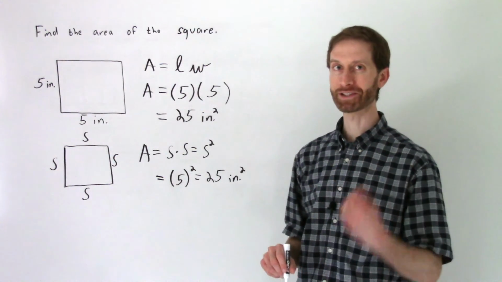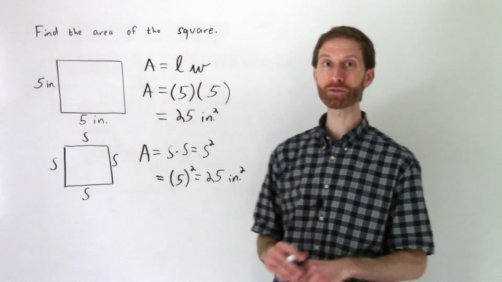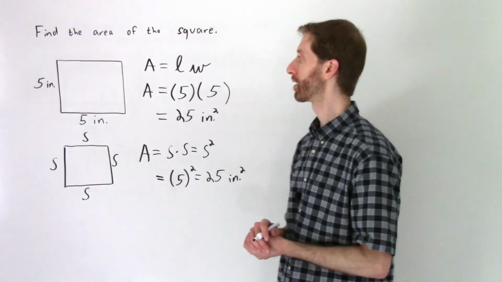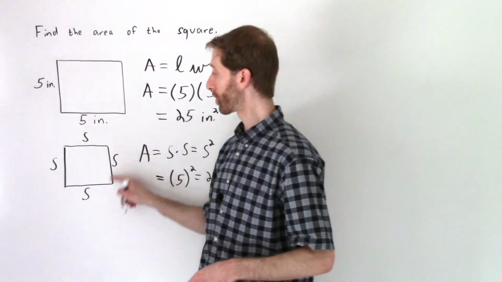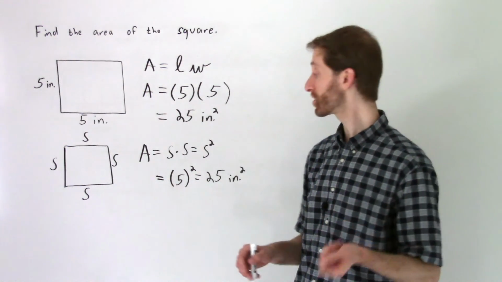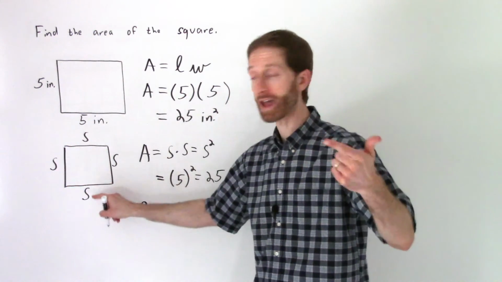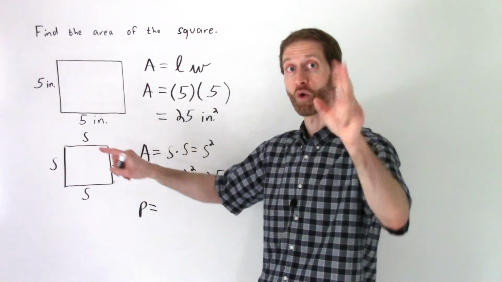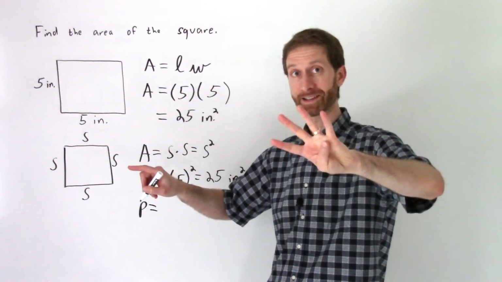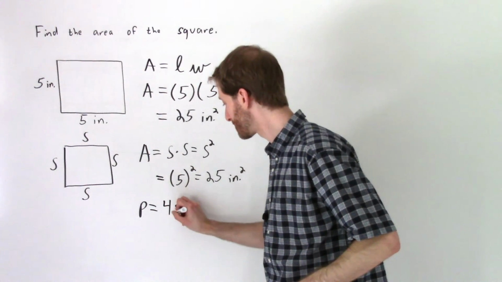Very awesome stuff. One other bonus note to add on here, let's say that you were asked for the perimeter of this square. True that we could add up all 4 sides, right? 5 plus 5 plus 5 plus 5, or you could notice that in a square, the perimeter would be S plus S plus S plus S, or 4 S's. S added to itself 4 times is 4 times S.